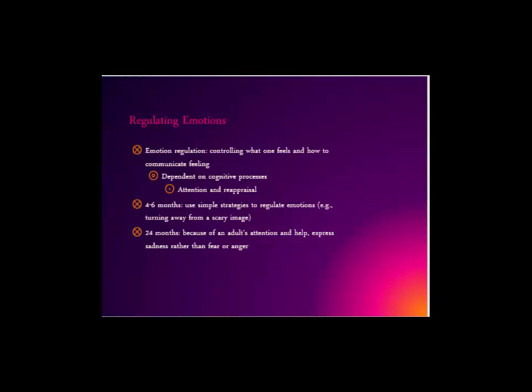Emotional self-regulation requires voluntary, effortful management of emotions. This capacity improves gradually, and there are neural underpinnings here. As a result of the development of the prefrontal cortex, as well as assistance from caregivers, children can develop these self-regulation strategies. But emotional regulation actually begins as early as 4 to 6 months of age with very simple strategies. For example, if a child sees something frightening, they're going to look away from it. That's an example of emotional regulation. Around 24 months, children get better at regulating emotions, particularly because of assistance from adults.